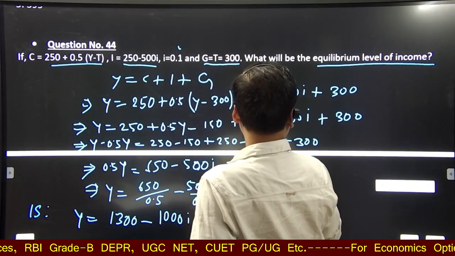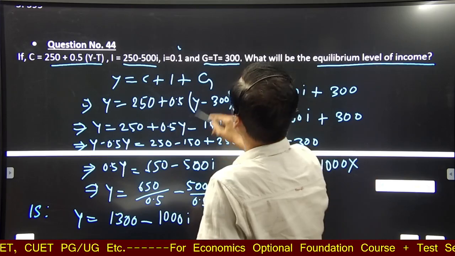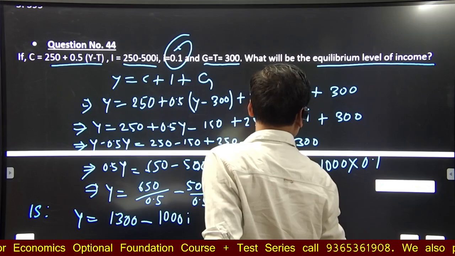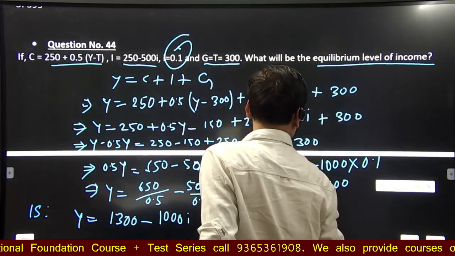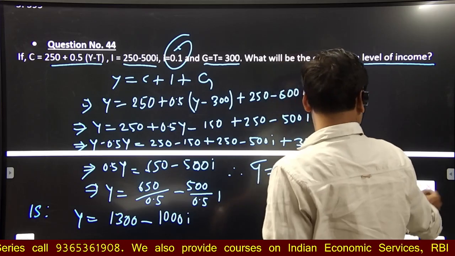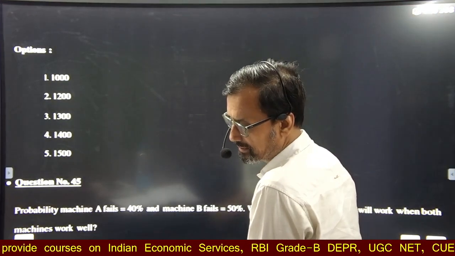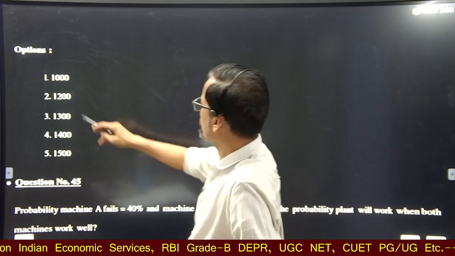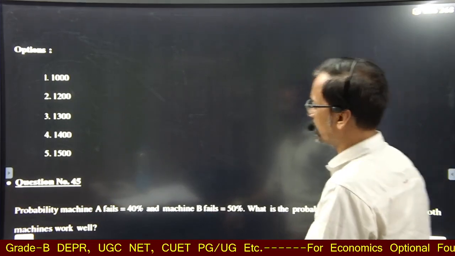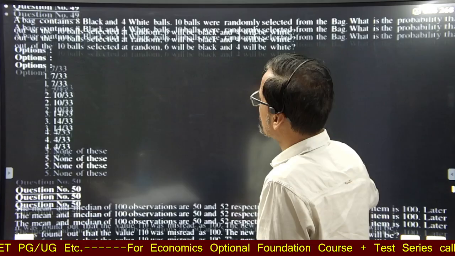Therefore income is 1300 minus 1000 into the given value of I, 0.1. So 1300 minus 100, and the result is 1200. This is the result, 1200. So another question we can solve here.